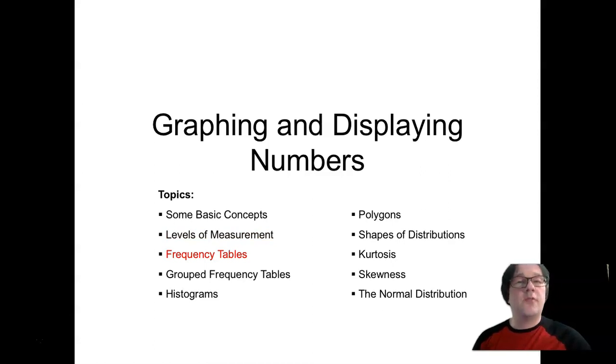We'll see how frequency tables work. We'll see how grouped frequency tables work. We'll talk about histograms and do an example of one. We'll do an example of a polygon and talk about what those are. We'll also take a look at shapes of distributions, talk about the concept of kurtosis and skewness, and we'll touch upon just the beginning of the normal distribution.